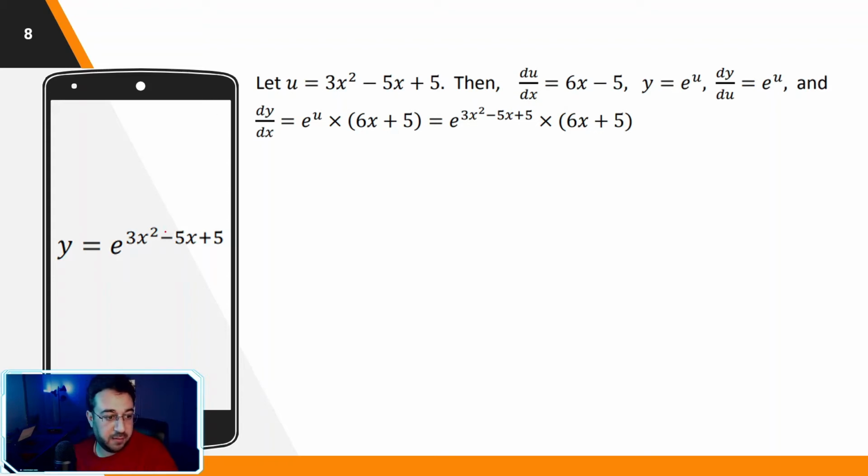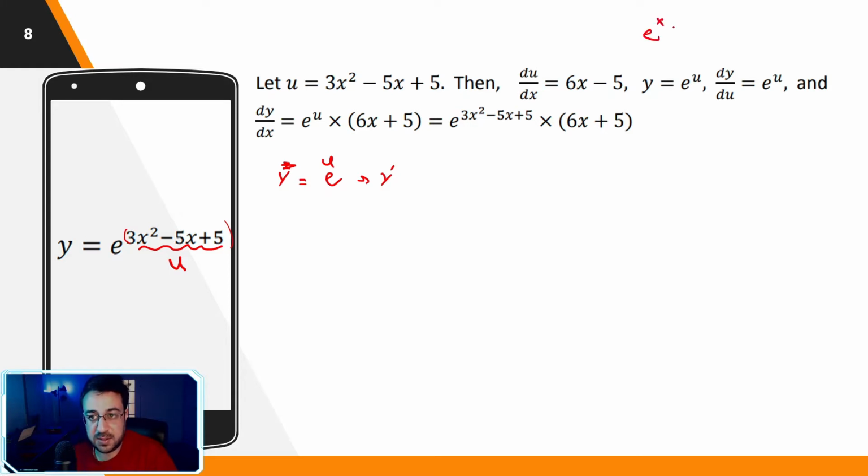Now we have one of the examples with the e. So you have y equals e to the power of 3x squared minus 5x plus 5. What is the y prime of this? Now let's say all this expression is u. So what is the y? If y equals e to the power of u, then what is the y prime?